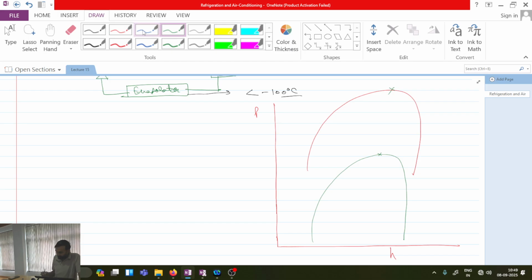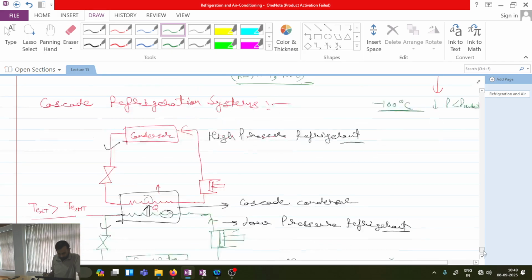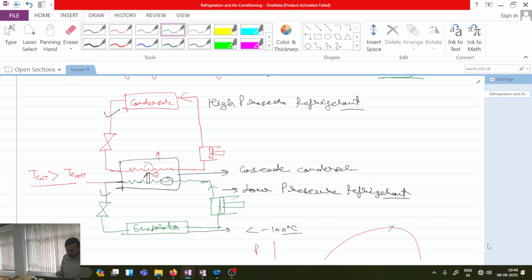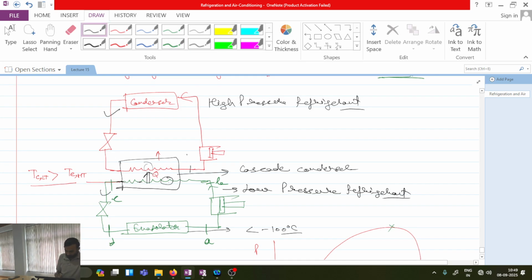Okay, so now what will I be having? Let me do one thing. Let me name the cycles. Say the lower cycle I am naming ABCD, and the top cycle I am naming 1, 2, 3, 4.